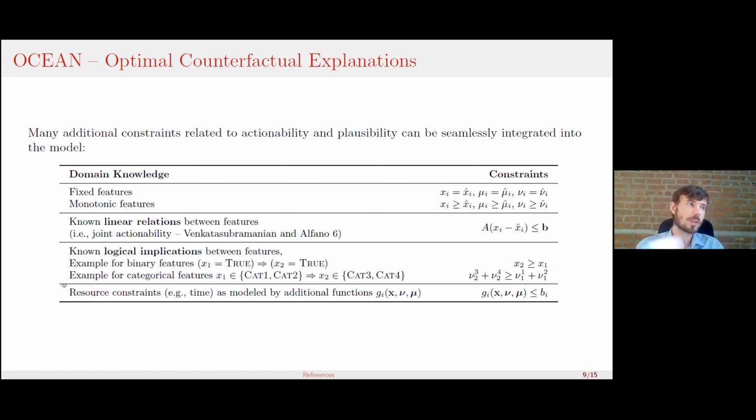For example, suppose that changes in some features require some resource, like time. It takes me time to change my, I don't know, my salary or whatever. It's quite easy to put that in the model that we define. So you can do counterfactual explanation subject to resource constraints, plausibility and actionability constraints. That's really something very extensible.